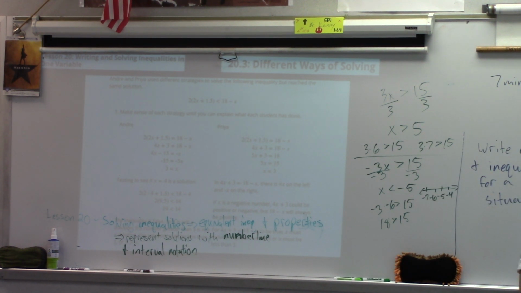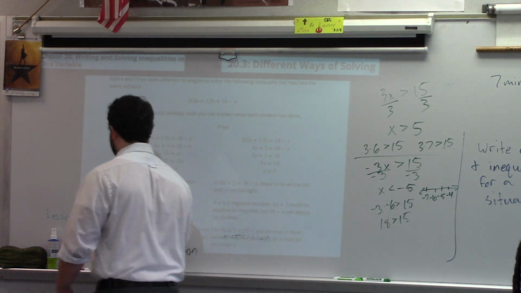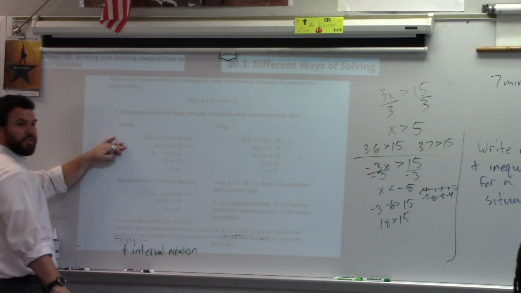Leave that up. Okay, but here's the thing. It's hard to honestly remember when you're supposed to reverse the direction or not, and there's a much easier way to do it. This is what we looked at yesterday with Andre. This strategy from lesson 20.